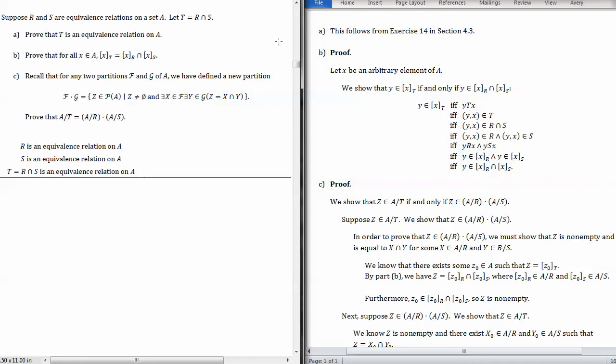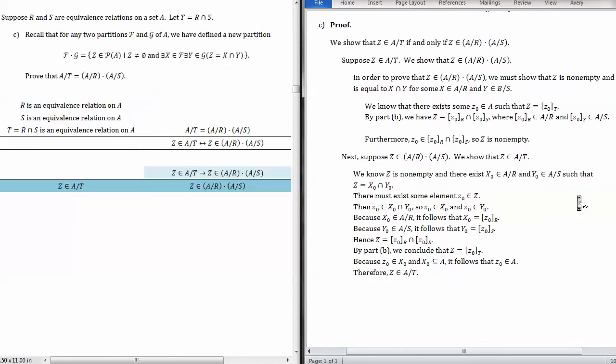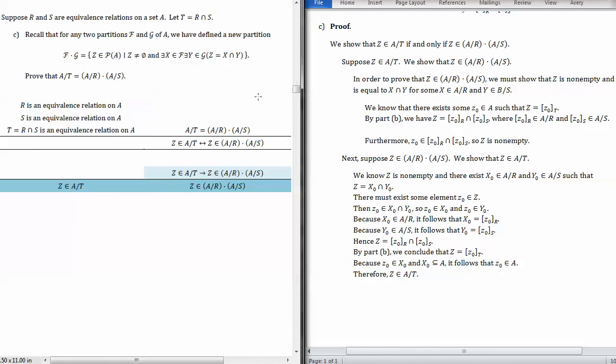So again, we have our givens and then our result from part A. And here's the statement we're trying to prove. So we will show that for all sets capital Z, Z is in A modulo T if and only if it's in the dot product of these two. All right, so let's do the forwards direction first. And by the way, I'll bring the proof up here so you can refer to it as we go if you like. We do a direct proof, so we bring over a new given.